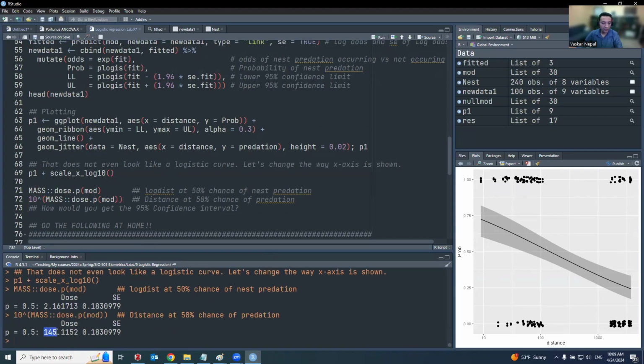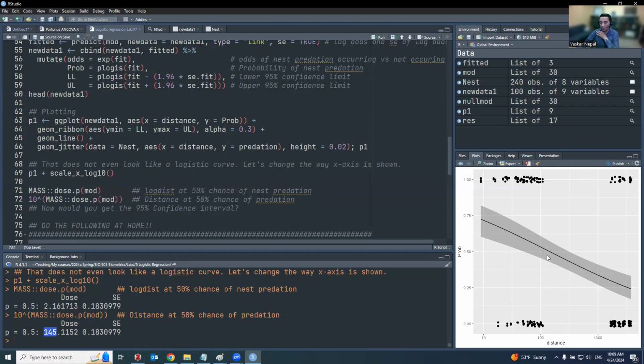So it is 145. Does that look right? 145, so 50% chance here. And we come over here, so 100, a little bit over 100. So yeah, 145 meters is where the probability of predation is 50-50.